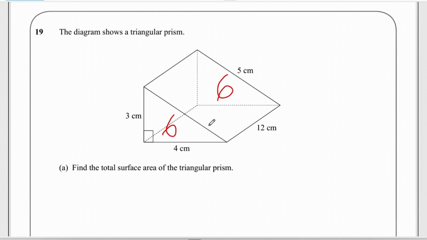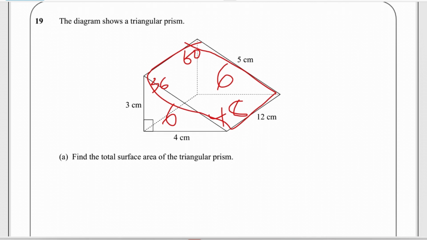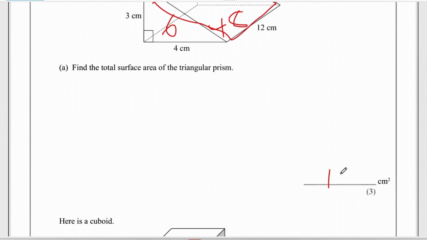Now, on this bottom, 4 times 12 is a rectangle. That's 48. On the other side, you have 3 times 12. That's a rectangle as well. That's 36. Then this long one right here is 5 times 12, and that's 60. So by the time you add them up together, you add the 60 plus the 48 plus 12 plus 36. That will give you 156 centimeters squared. Don't forget what we did.